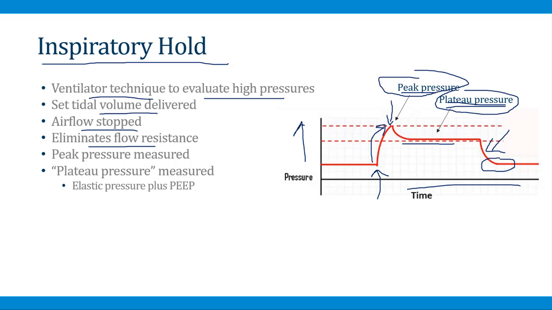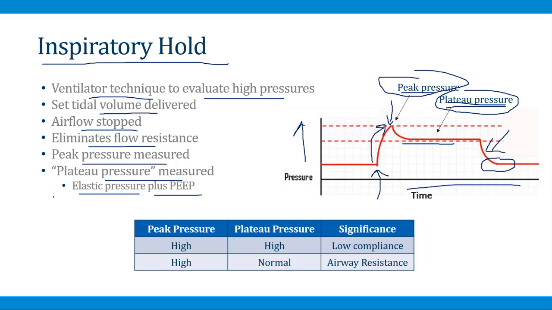It is not influenced at all by airflow resistance. So you can measure the peak pressure with an inspiratory hold, and you can measure the plateau pressure, and the plateau pressure depends only on the compliance of the lungs, the elastic pressure plus the PEEP, which is the pressure you start at. So here's a table showing you how you can interpret those pressures to figure out why a patient is alarming with high pressures during volume control mode.